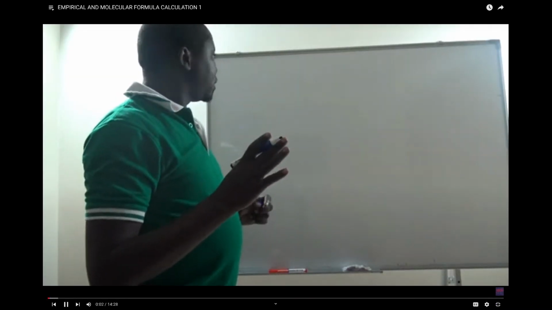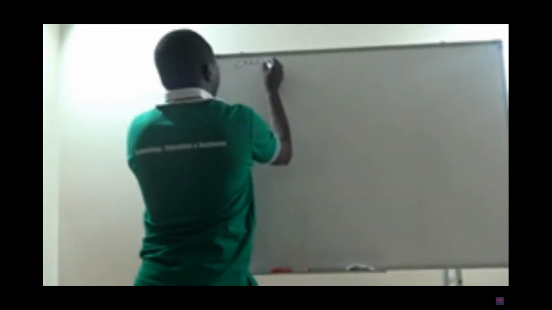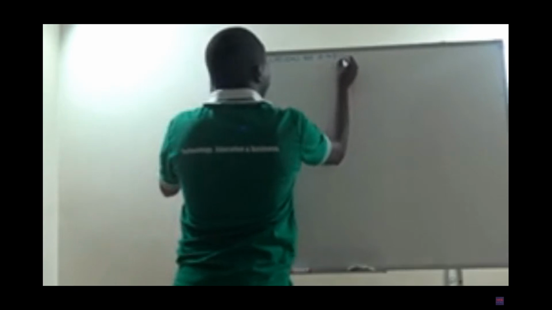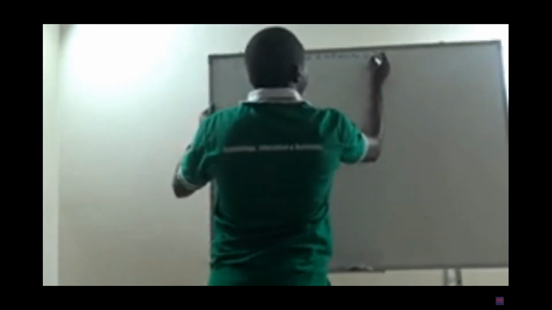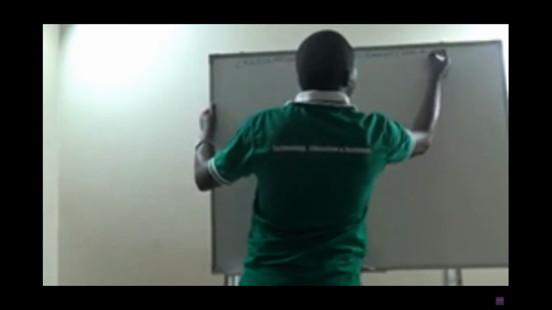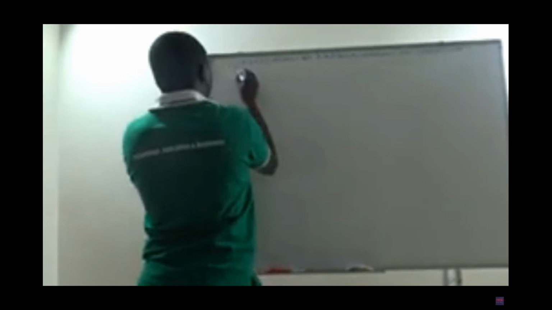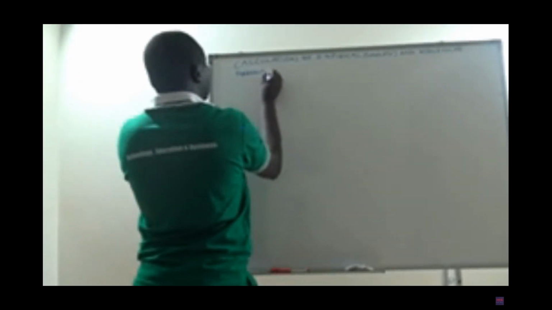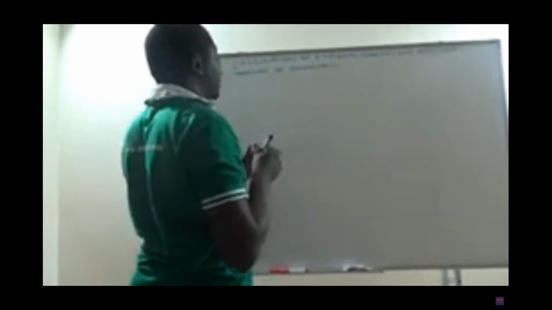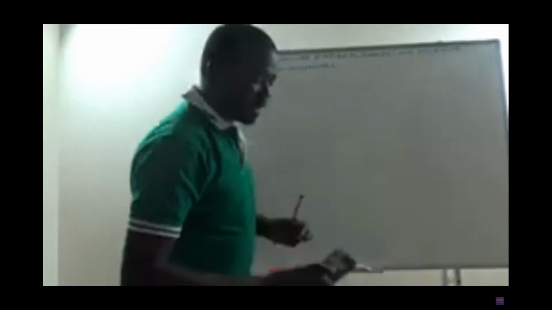So let us now look at the calculation of empirical, or what we call simplest formula, and molecular formulae of compounds. So we are going to look at this, and we should know that these are two different things, the empirical formula and then the molecular formula. Can we look at some simple example?